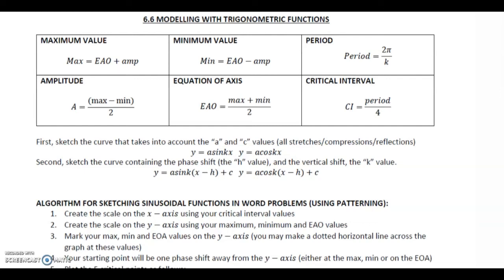So 6.6, modeling with trig functions. Okay, so we're going to do an overview of the trig functions, what we're going to see in word problems, and then we're going to go ahead and apply these concepts to word problems, okay?